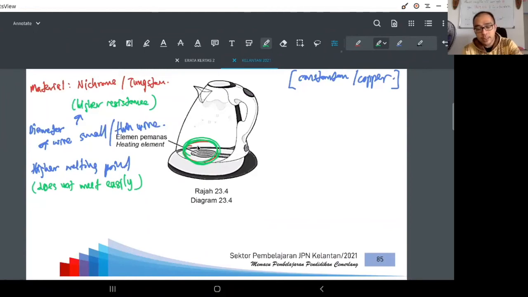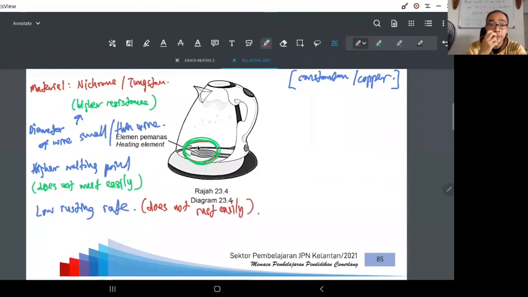Fourth one is, what is it? Low rusting rate. Kadar pengaratan yang rendah. And the reason for this is it will not rust easily. It does not rust easily.